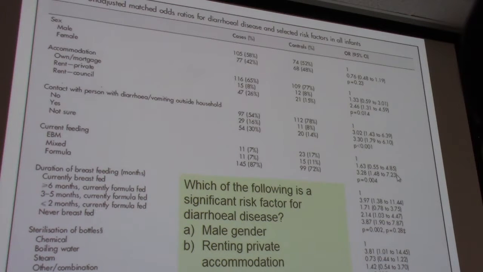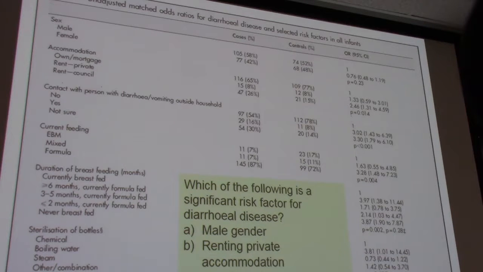Formula, yeah. Of all those factors, that's the only one that's significant. We have here male gender. Here we have male as the reference, female as the exposure, but it's not significant, so this crosses 1. We have the renting again. Renting a council accommodation is a significant risk factor, but a private accommodation was not significant. And here we have the feeding, so they've set exclusive breast milk as 1 as the reference category. Then we have mixed feeding, not significant, but formula feeding, over 3 times increased risk of diarrheal disease.